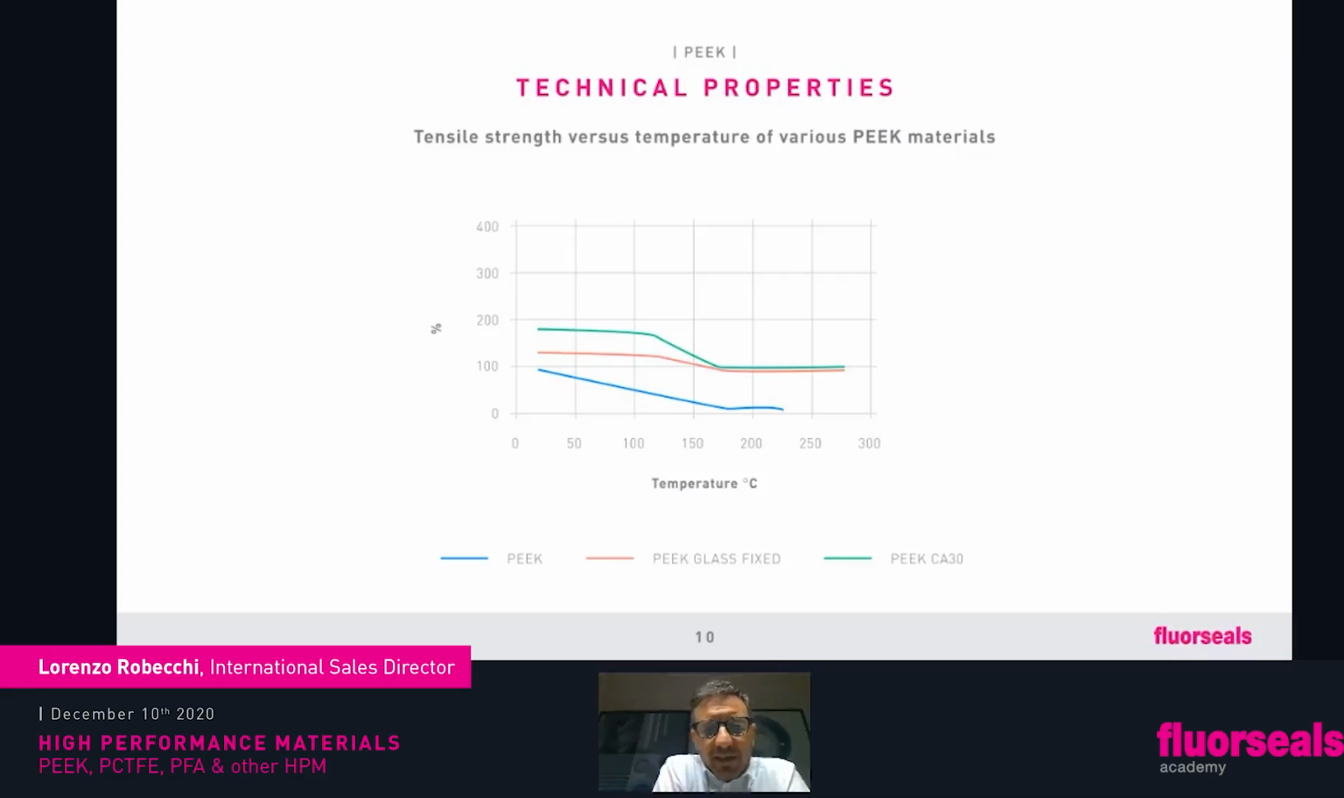Quick look at the technical properties of PEEK compared to filled. This graph shows how much strength, in percentage, you get by adding glass or carbon fiber. And the higher the temperature, the more the filler helps. We have glass, which was not mentioned before. Glass is another standard filler used in PEEK. So for high mechanical strength at high temperature, you have to go for a filler. For PTFE it is pretty much the same thing.